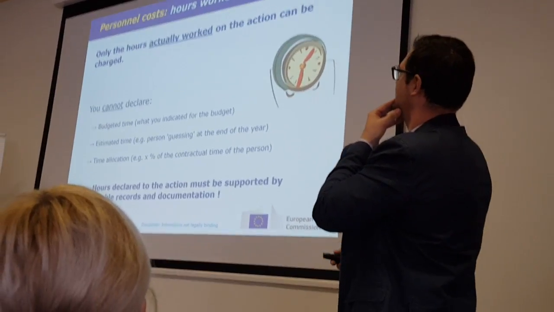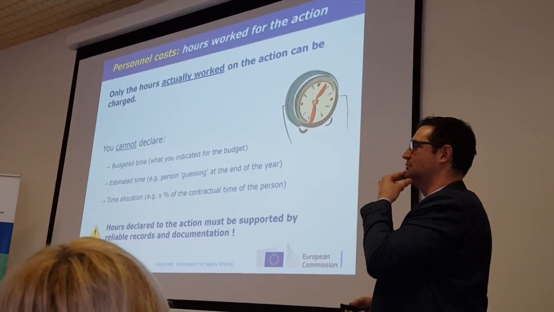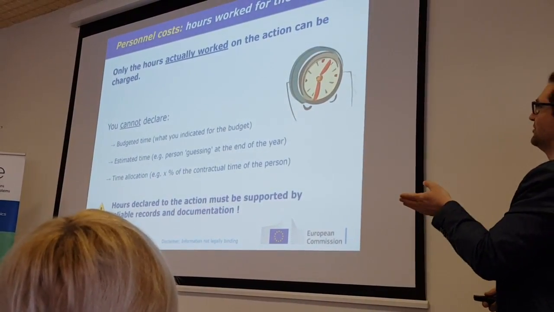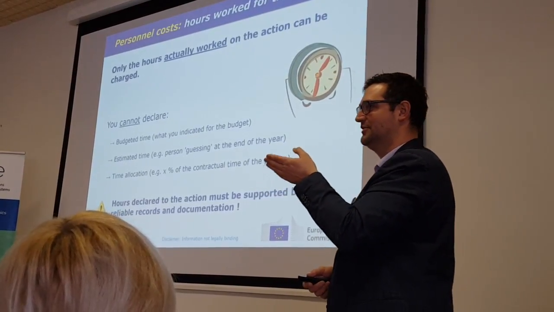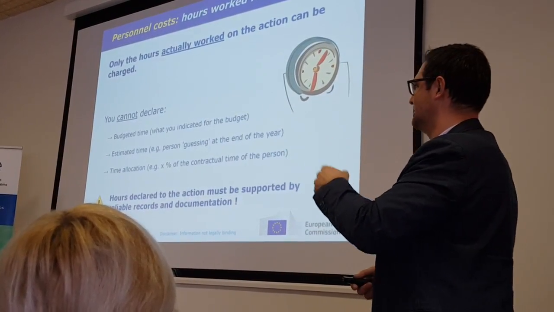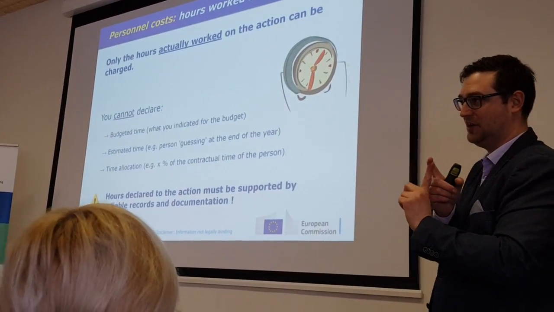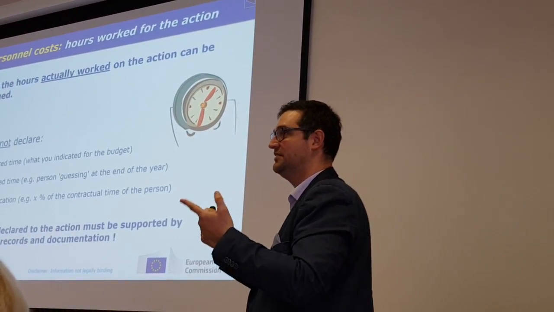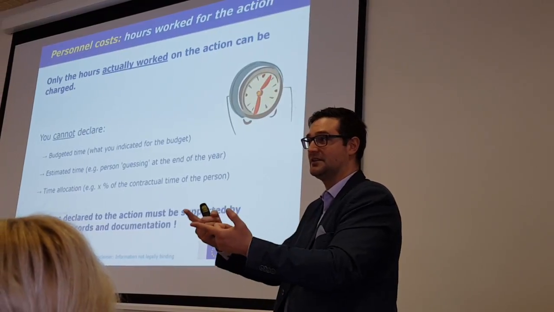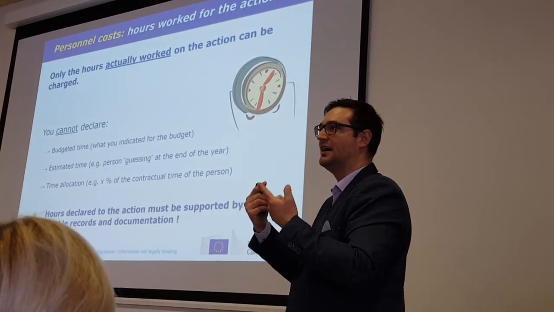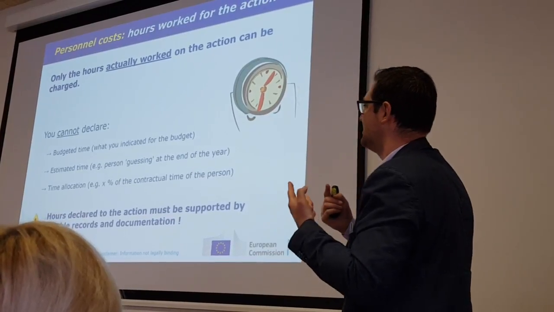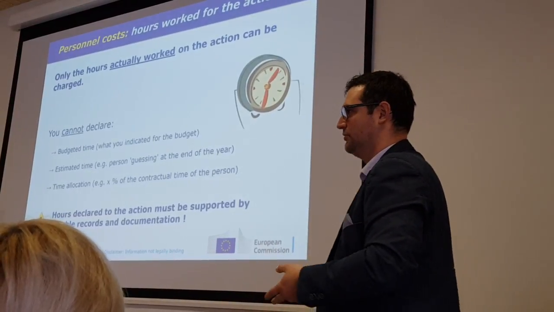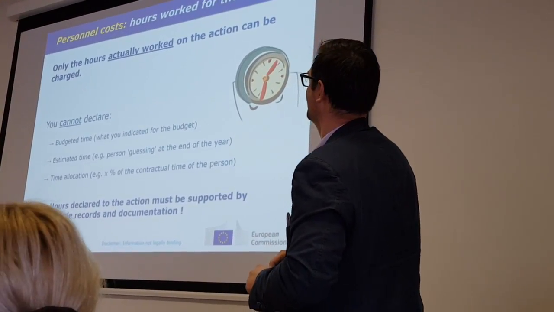Personal costs, hours worked for the action. Please, during the implementation, only declare the hours actually worked on the action and only charge the hours that you actually work on the action. This is very critical. You cannot declare budgeted time, although you are making some estimation, some budgeted time in the proposal, and I also said Annex 2 is the estimated budget. But you can't declare estimated time or budgeted time. Estimated is that you guess how much time you spend on the project. Doesn't make sense. You have to declare the actual work time.